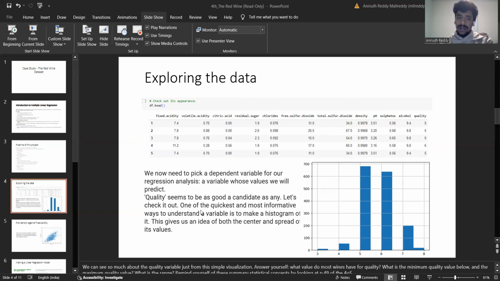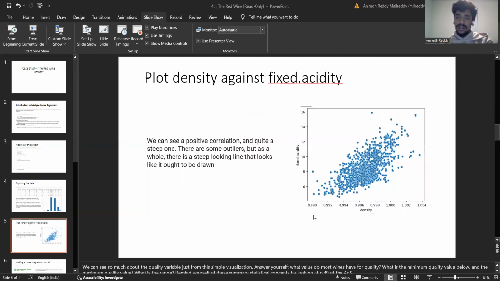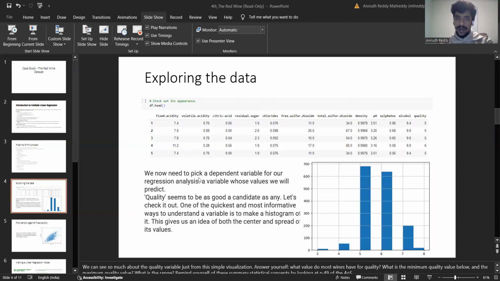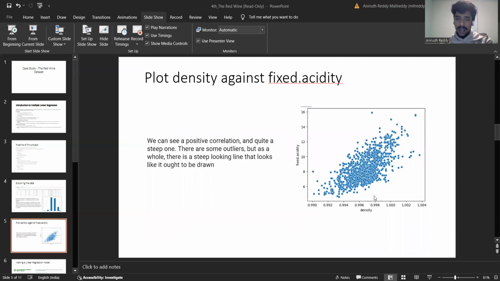Let's check out one of the quickest and most informative ways to understand the variable, which is to make a histogram. It gives the idea of both the center and the spread of its values. So this is the graph, depending on the values of fixed acidity and everything. Now we have plotted the density against the fixed acidity by using the R code.